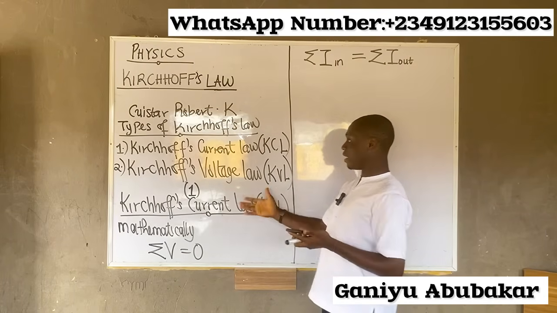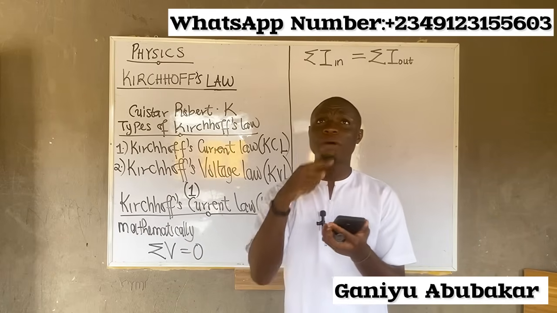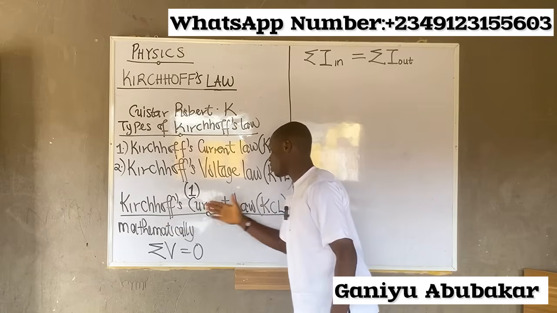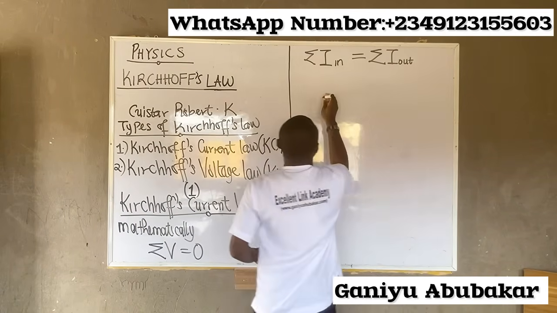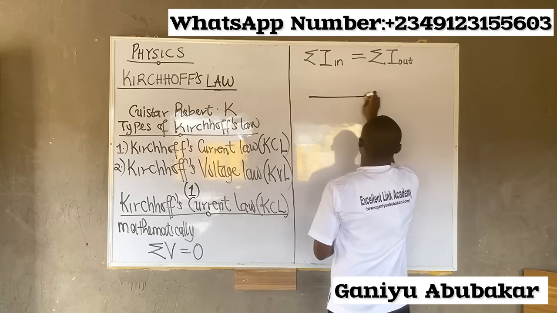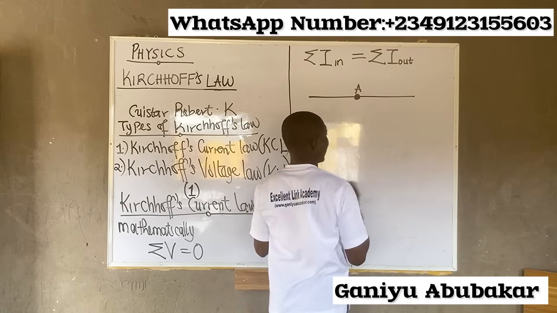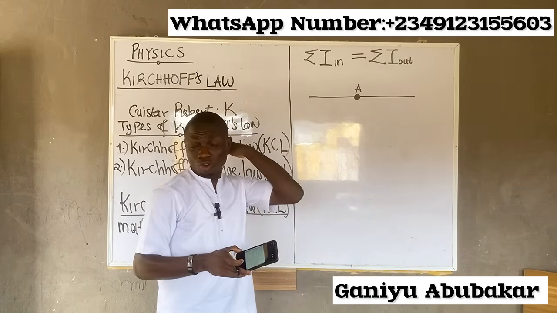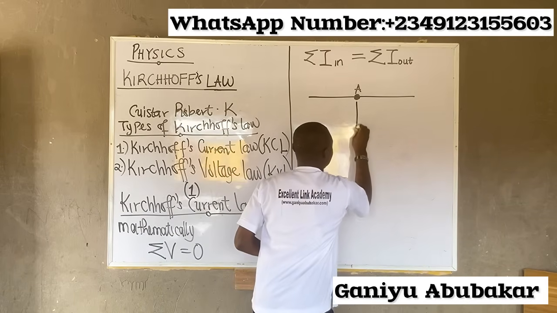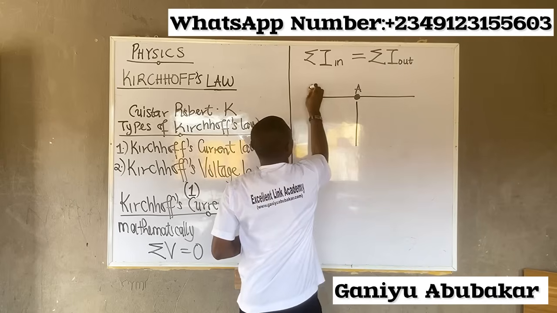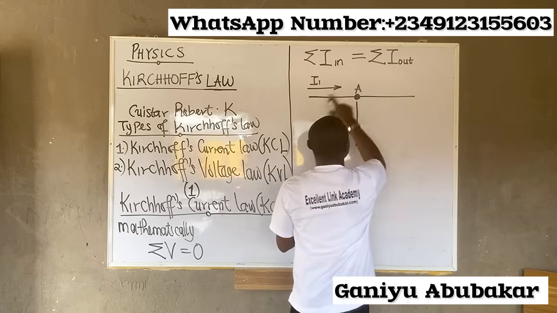To explain this better, I'll draw an image here, and from the image we'll try to apply the idea of Kirchhoff's current law. Let's say I have an image of this nature, and I have my point A here. Call this point A, or junction A, or node A. I have this line this way. Now I have my first current, call it I1, facing this direction.